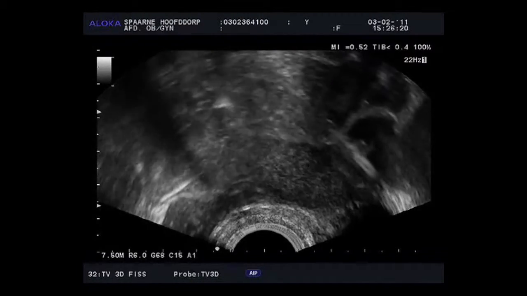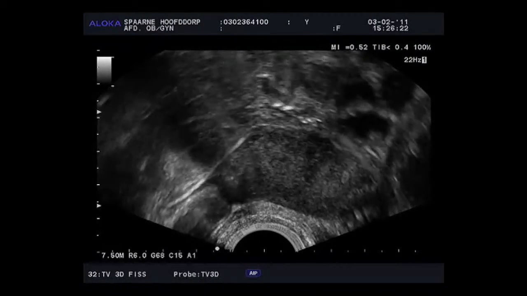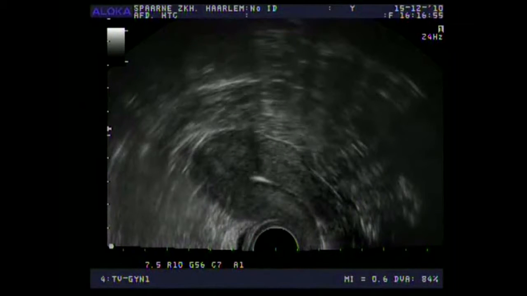Here are some ultrasound images. This view is from the bottom upwards. This is the ultrasound transducer, this is the womb in AVF, and this is the abdominal wall, and this is the woman's back. This is where the tip of the ultrasound is.